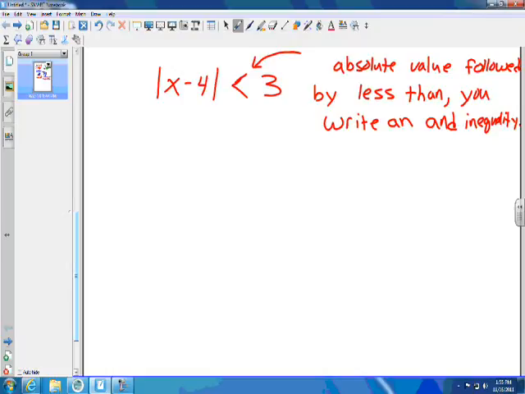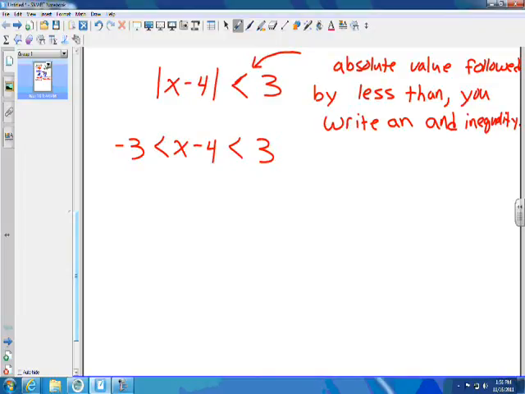It's really not that difficult as long as you remember which way you're supposed to do it. So an and inequality, here's all you have to do. When you're not going to split it into two, you're going to write negative 3 is less than x minus 4. Whatever is in that absolute value goes in the middle. So negative 3 is less than x minus 4, which is less than positive 3. No absolute value in there once you change it to an and inequality.